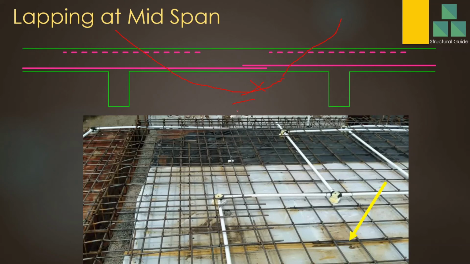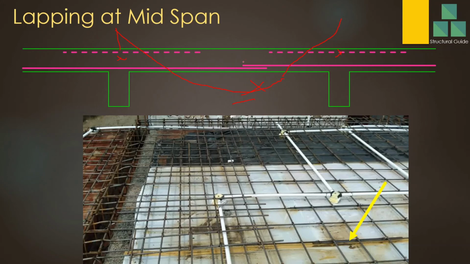Okay. Now if you have a sagging moment there, then the bottom reinforcement is critical here. So bottom reinforcement is critical at the midspan. Top reinforcement is critical at the support. Here you have hogging moment, so therefore you need to provide top reinforcement at the support. At the midspan, you have to provide the bottom reinforcement, and maximum tension stress will be at the midspan. So therefore you are not allowed to lap here.